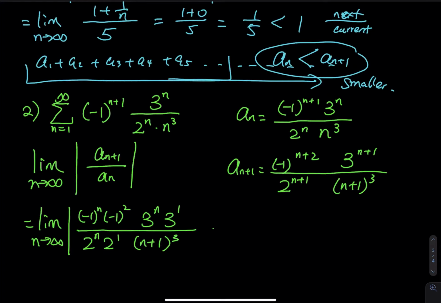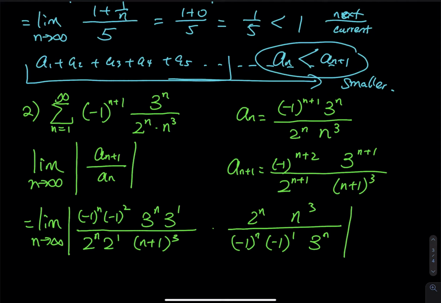And then the reciprocal of a_n, so the top you have 2 to the n, and then n to the third. And then the bottom, negative 1 raised to the n, negative 1 raised to the first, and then 3 to the n. The next step is what makes this problem so fun.